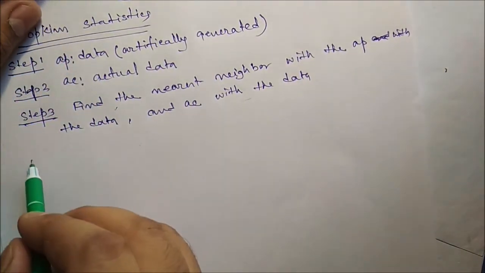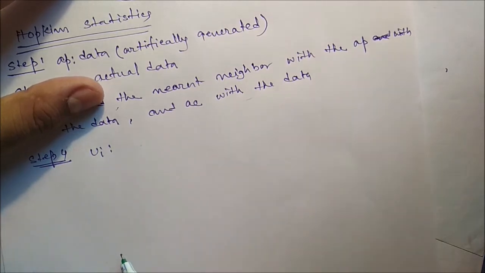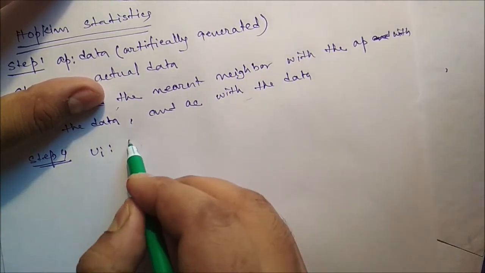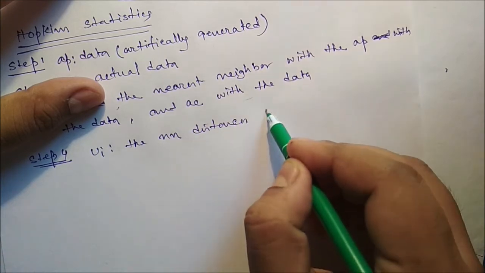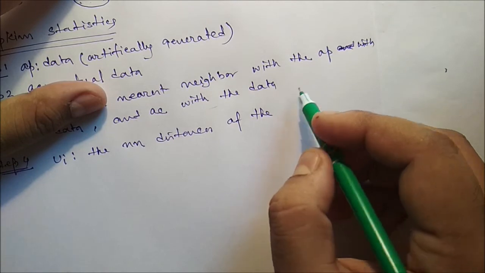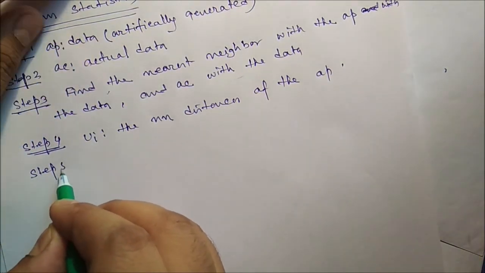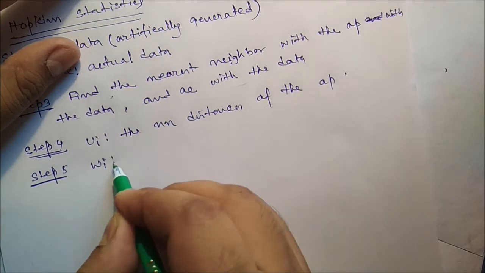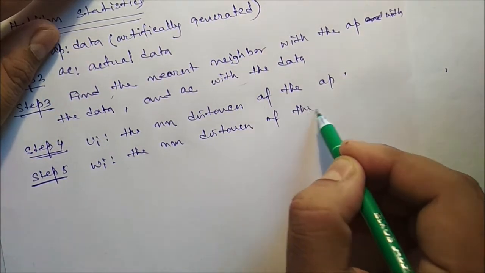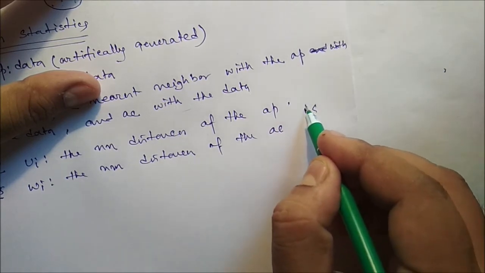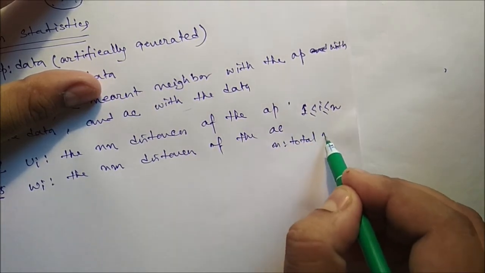Step 4, calculate Ui, for each and every data point, the nearest neighbor distances of the artificially generated data AP. Step 5 is Wi, the nearest neighbor distances of the AC, where i varies from 1 to n, and n is the total number of data.